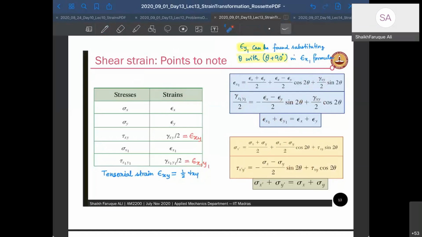That is what we found for stresses also. So here is the relationship: if sigma x goes to epsilon x, sigma y goes to epsilon y, tau xy goes to gamma xy by 2, which is equal to epsilon xy in tensorial state. Same thing, sigma x1 goes to epsilon x1, tau x1y1 goes to gamma xy by 2, which is equal to epsilon x1y1. So instead of gamma, you can write epsilon x1y1 here. That's the relationship. If you remember one formula, you can do it for both.